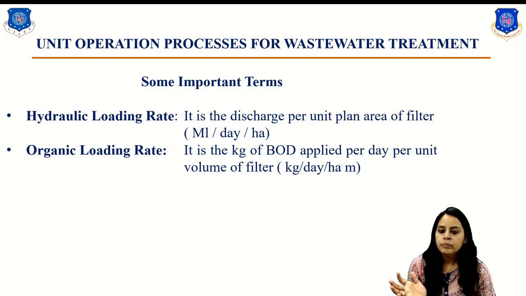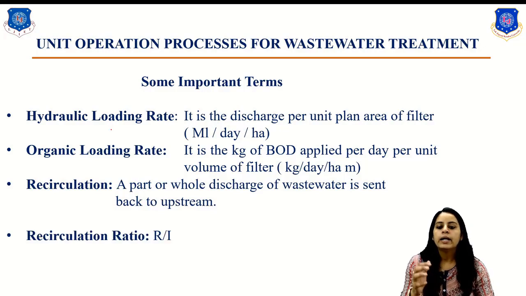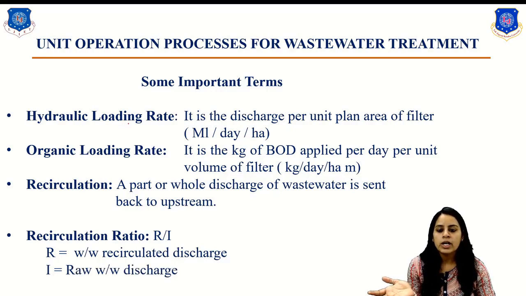Now the next one is recirculation. What do we mean by recirculation? It means that a part of the whole discharge of wastewater is sent back upstream. It is called recirculation, and the recirculation ratio is R by I, where R is the recirculated wastewater discharge and I is the raw wastewater discharge.